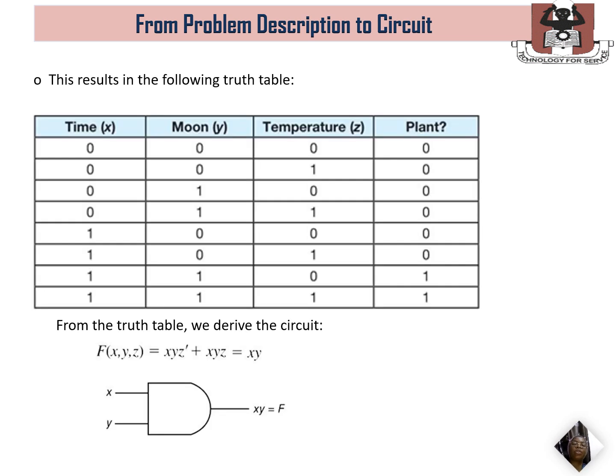So this is the result of the truth table. We are saying that any time the moon is full and the temperature is also above 45 degrees, that is the best time to plant, and the time must also be high, because we are looking at the best time to plant.